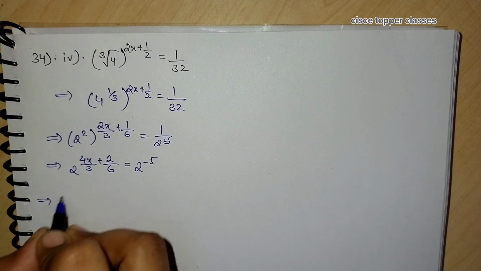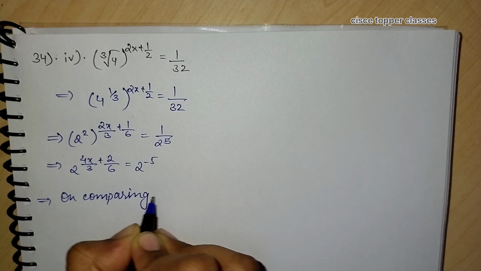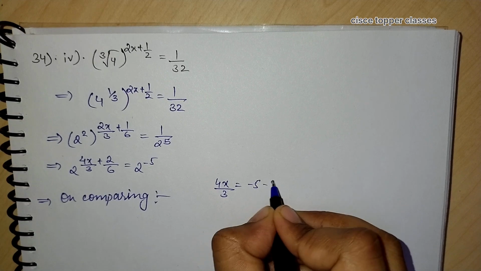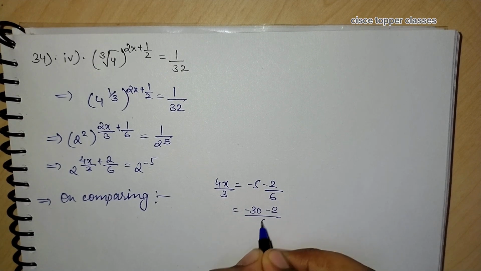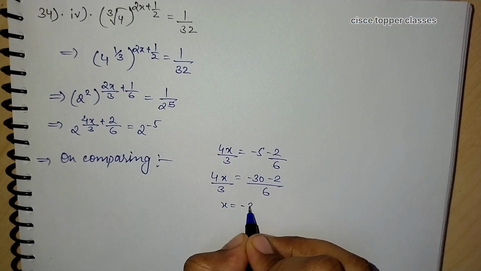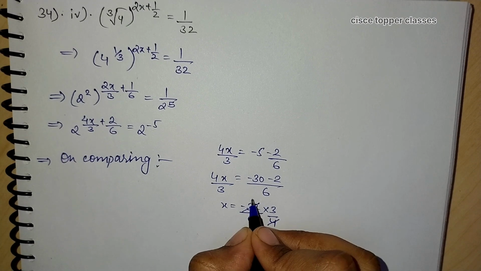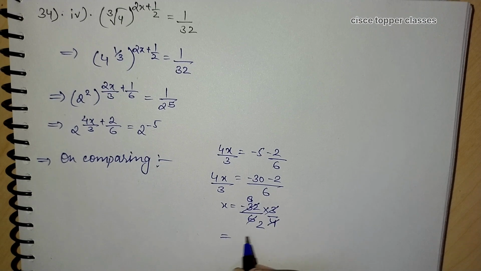So here, on comparing the powers, we will get 4x by 3 equal to minus 5 minus 2 by 6, which will be minus 30 minus 2 by 6. So 4 by 3 x, and x is equal to minus 32 by 6 into 3 divided by 4. On cancelling 8, it will be 2. So the final answer is minus 4 in this question.